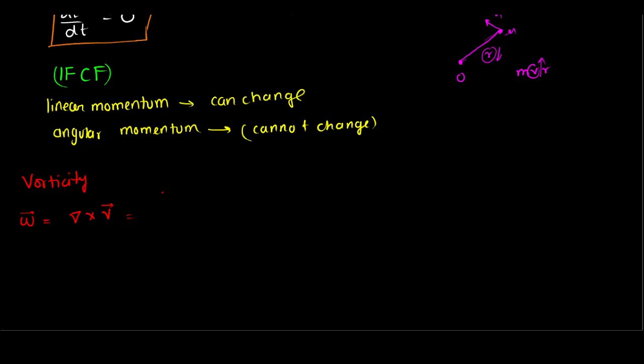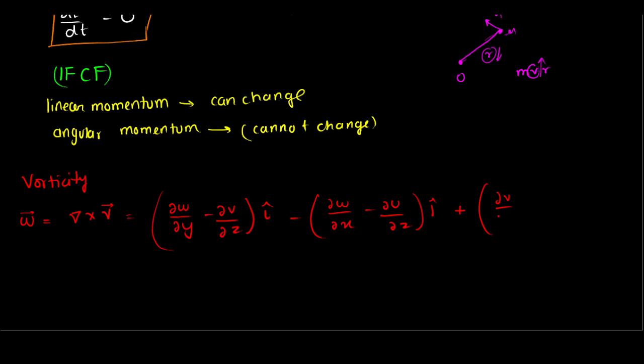And we can of course expand this mathematically as (del w by del y minus del v by del z) i cap minus (del w by del x minus del u by del z) j cap plus (del v by del x minus del u by del y) k cap, right? So this is just mathematically taking the curl of the velocity, and you have the del in a matrix form, and then you can just cross product that with velocity to get this equation.